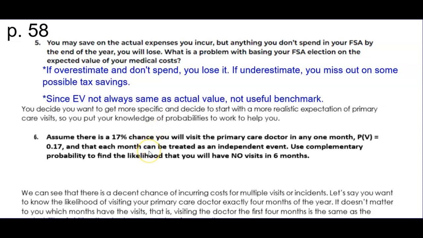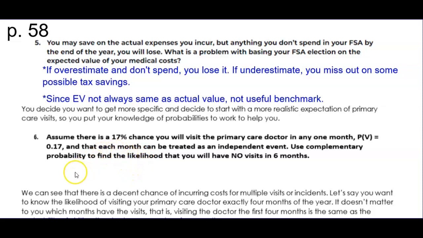All right, so you decide you want to get more specific, and you want to start with a more realistic expectation. Right, so assume there's a 17% chance you're going to the doctor in any given month, and so that's 0.17. And that each month can be treated like an independent event. So if you went to the doctor in January, that does not determine or affect the chances of you going to the doctor again in March. So use complementary probability to find the likelihood you will have no visits in 6 months.